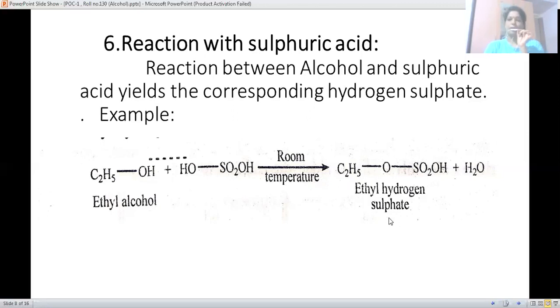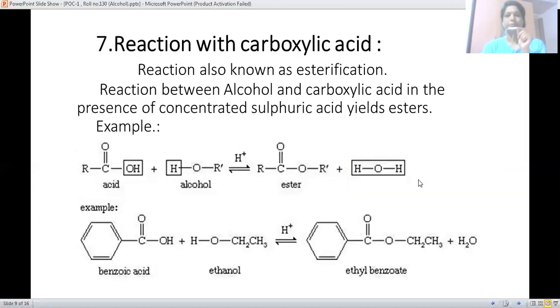The question may come like this: synthesize ethyl hydrogen sulfate from the alcohol. So you have to consider this reaction for further ones. Then, reactions with the carboxylic acid. This is the acid, this is the alcohol.